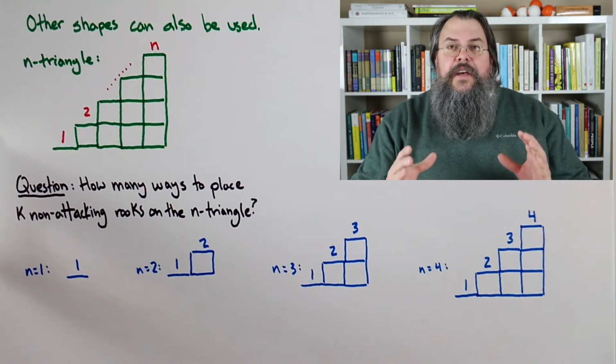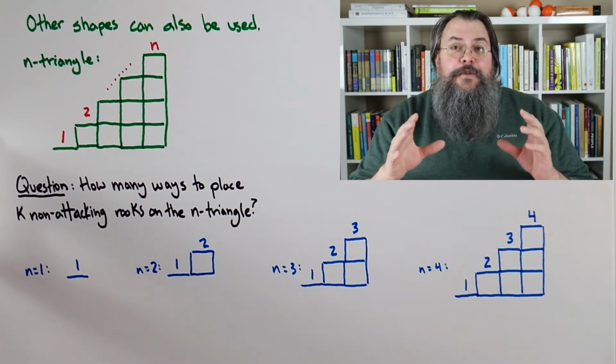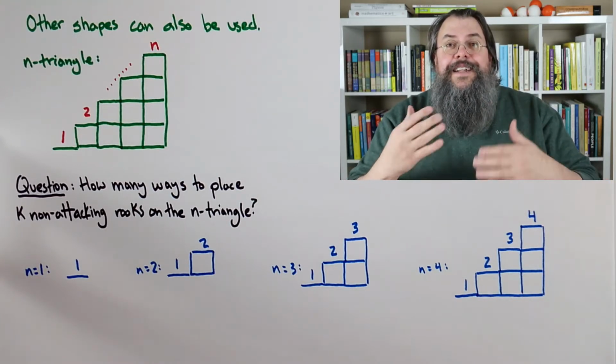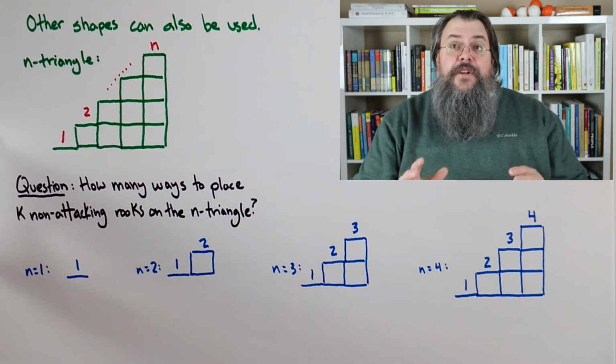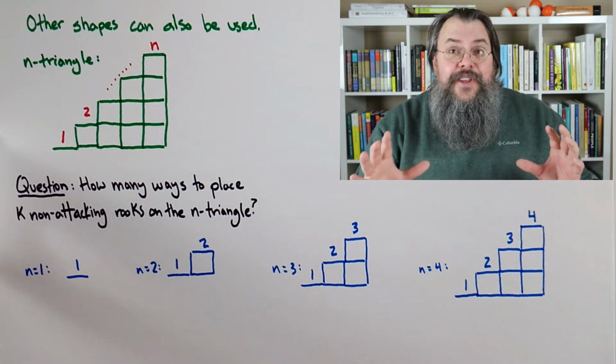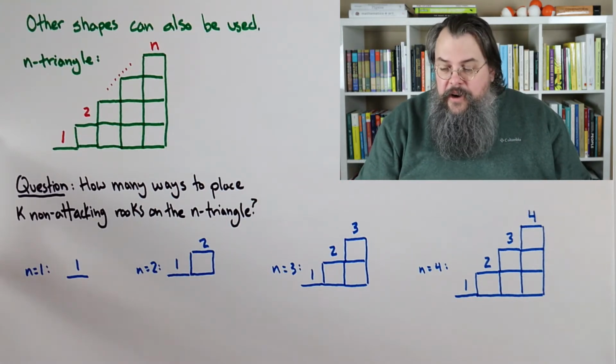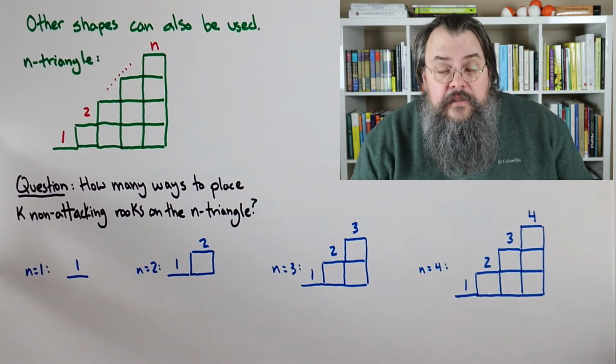All right, so we have this sort of triangular shaped board, and we're trying to place rooks on it. So let's get data. A great way to start looking at things is to look at data. Data is a fantastic thing. You should always ask yourself, what's the data telling me? Okay, so what's the data telling us?